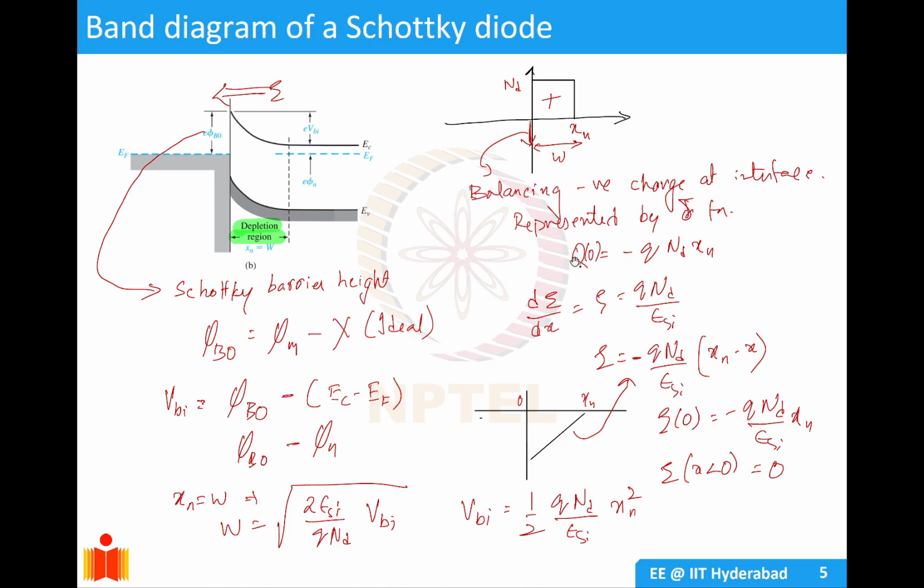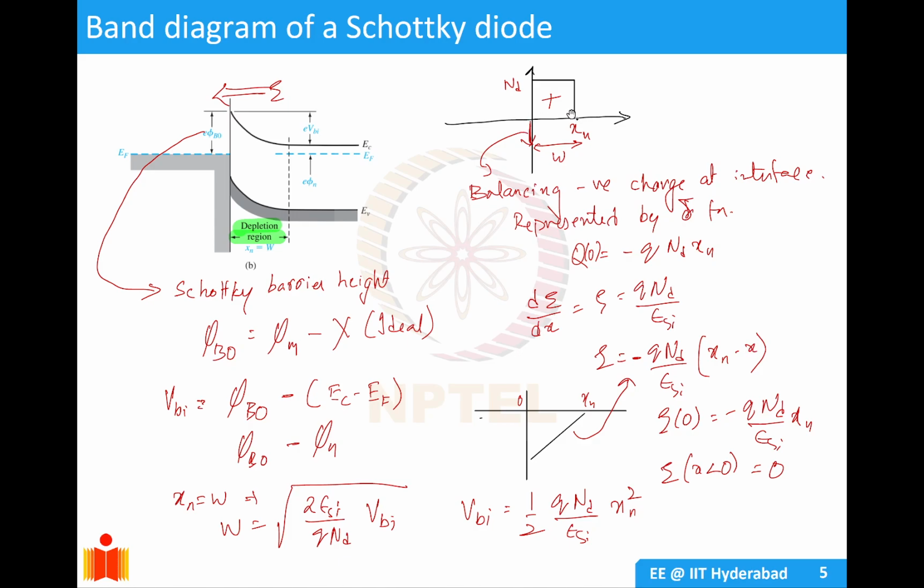And our charge is given as Q(0) equals minus q Nd xn, which is the area of this region. So if you calculate your electric field, dE by dx, it will be given as rho, which will be q Nd by epsilon si. So the electric field will come out to be minus q Nd by epsilon si (xn minus x).